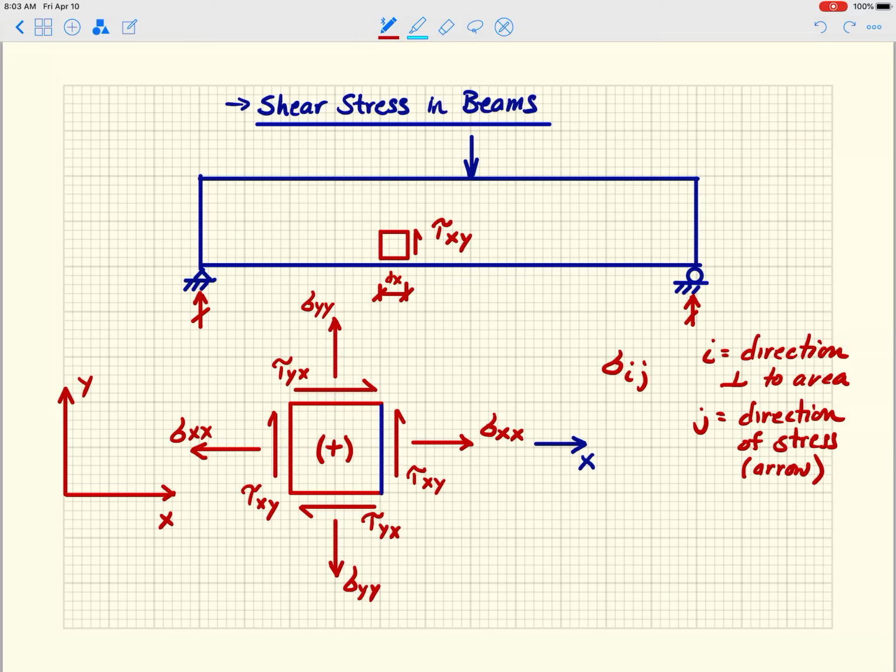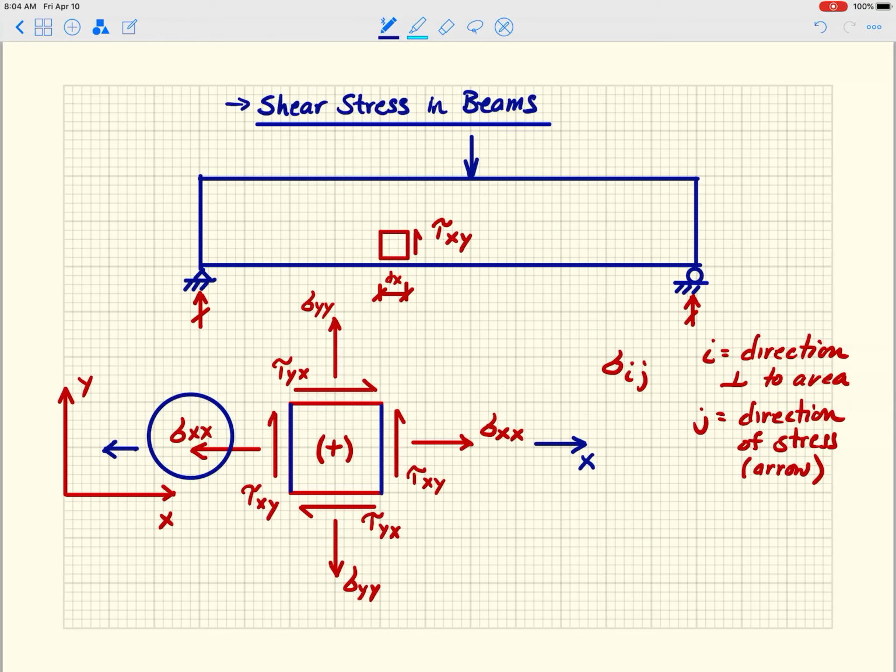Okay, so let's look at this guy over here. Is that a positive sigma XX? And the answer is yes, because now the face that it's acting on is a negative X face. The normal to that face is moving to the left, which is the negative X direction. But the arrow is also moving to the left. So the arrow is moving away from the face. That's always going to be positive.